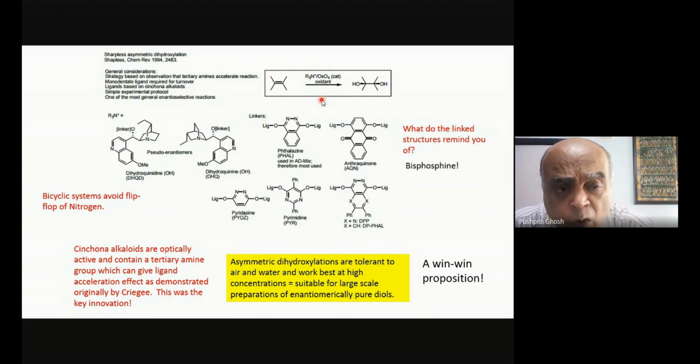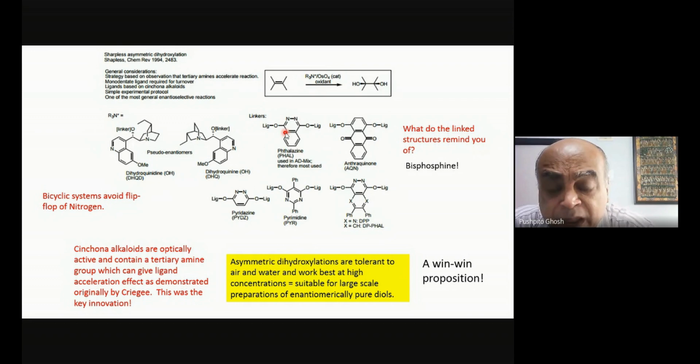Also, what is very interesting is that when Sharpless did his work, he did not actually do it with the simple alkaloids, the cinchona alkaloids. What he did was he made a dimer of these. So this is one part, and this is the other part.